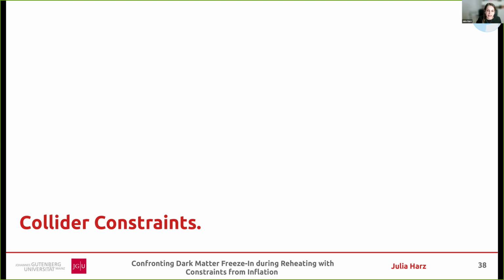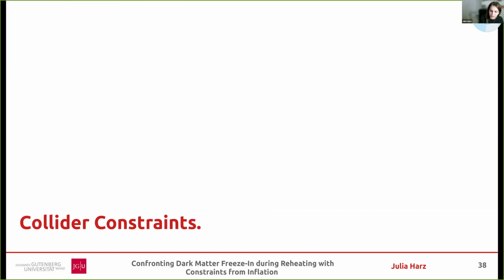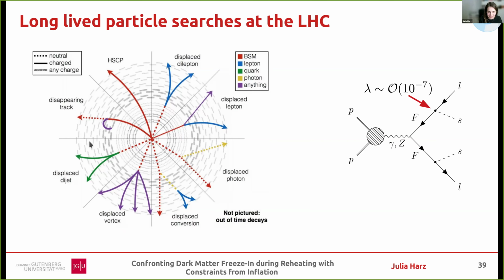And this is why I want to look now into collider constraints. I don't want to go through all the details, but just to give you a flavor of what we considered in our work. Because now, of course, the interesting question is to what extent these decay lengths are already excluded, for instance, by long-lived particle searches at the LHC. And if we are in such a scenario with feebly interacting particles, as the name already says, we have feeble interactions, meaning long-lived particles, and we have different possibilities to produce long-lived particles.